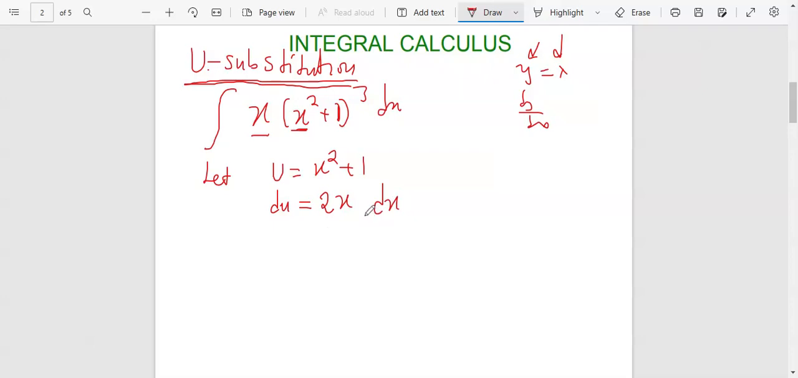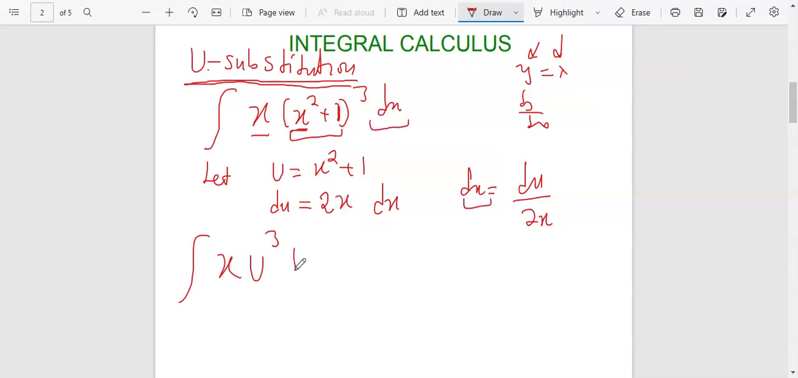Is this okay? And then from here, I'm supposed to make dx the subject of the formula. So dx is going to be, divide both sides by the 2x, du over 2x. So this is going to give us the integral of x, but where there was x squared plus 1, I'm going to put u. Remember that one is raised to the power 3. Where there was dx, we've seen that dx is du over 2x, so I'm going to put du over 2x.